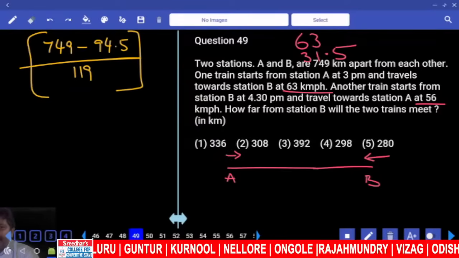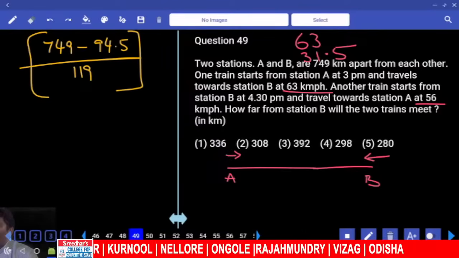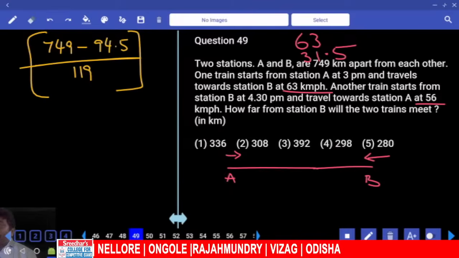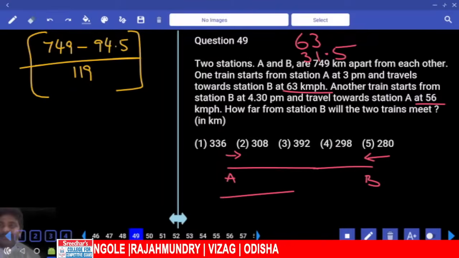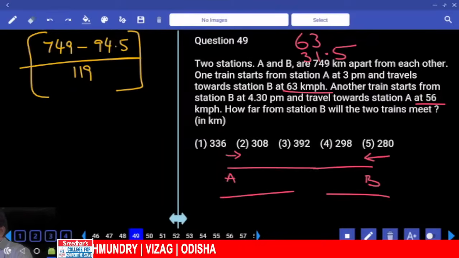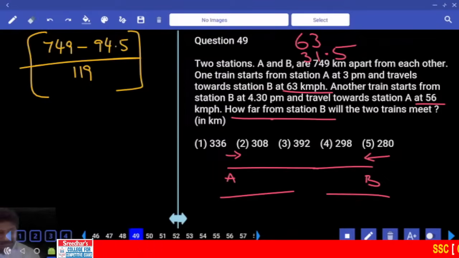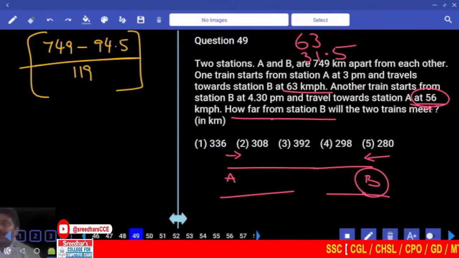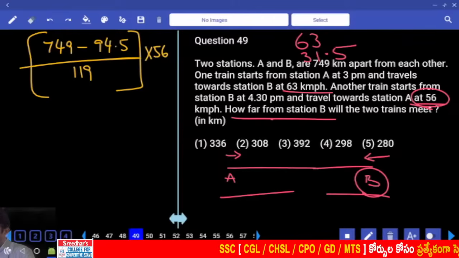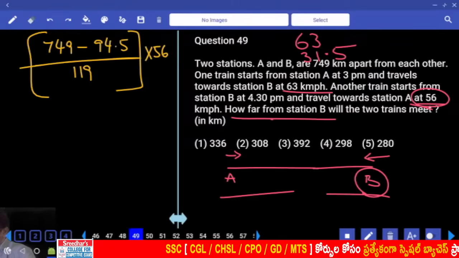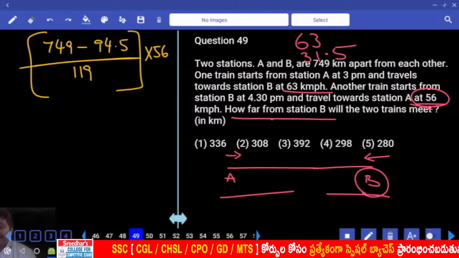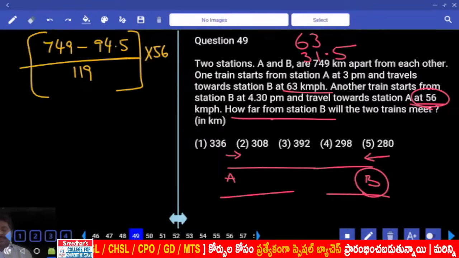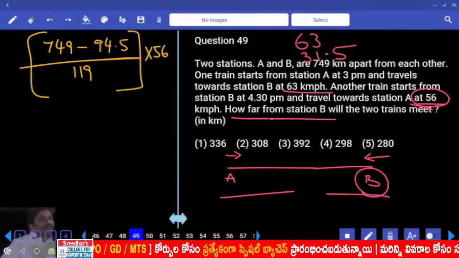Are you asked to calculate at what time they will meet, or how far from? When it is about how far from, is it with respect to A or with respect to B? With respect to B. How far from station B will they meet? The train which started from station B is moving with the speed of 56 kilometers per hour, so 56 times time gives you distance. You got it? Right. So now, instead of subtracting 94.5, you subtract 100 and add 5.5 later.